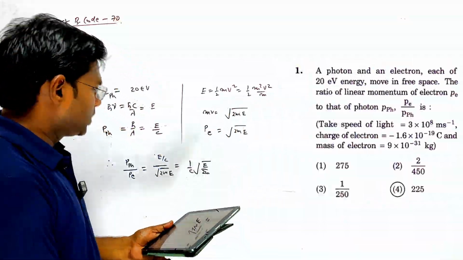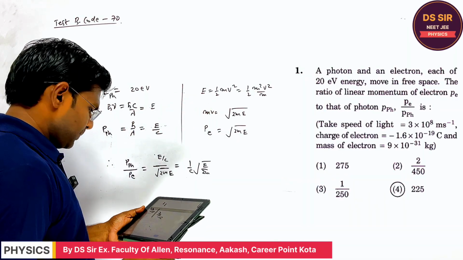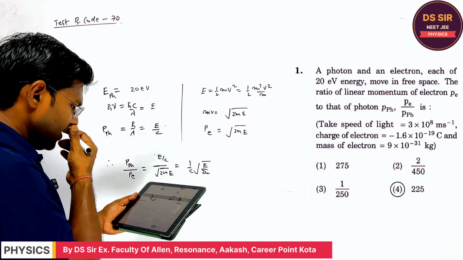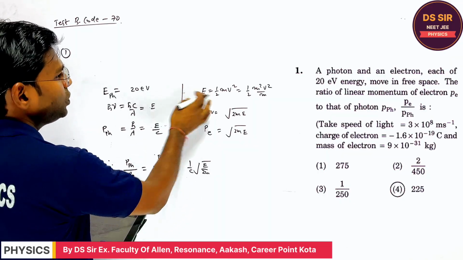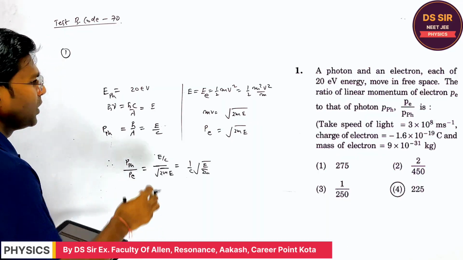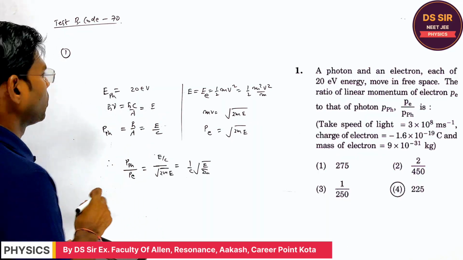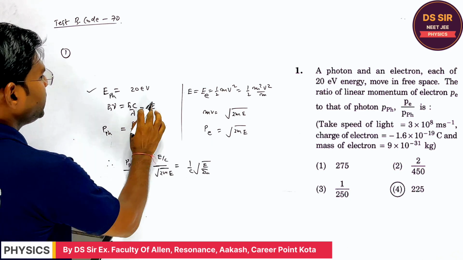So read this first question. In this question, the photon energy and the electron energy are given. The energy of the photon and the electron are both equal, and it is assumed to be E. Now you have to find the ratio of the photon momentum to the electron momentum. If this is the photon energy, E is equal to what?